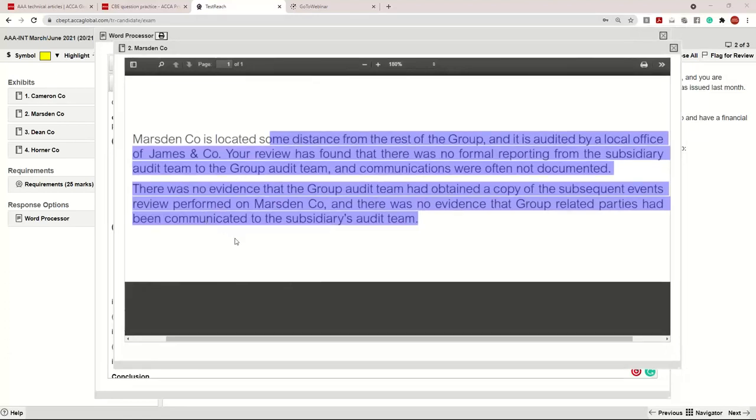Marston is located some distance from the rest of the group and is audited by the local office of James Company. So do we have the same auditor? James Company is a group auditor, and James Company is also the auditor of Marston Company. So do we have the same auditor here? Everyone? So is the same auditor performing it? Yes.